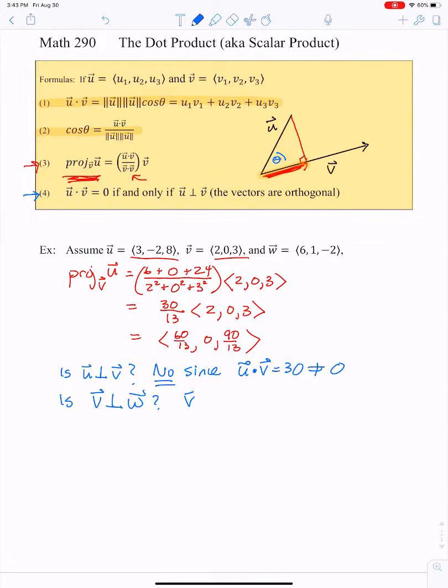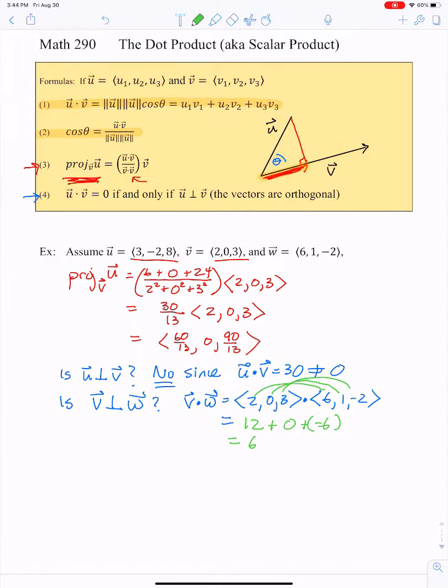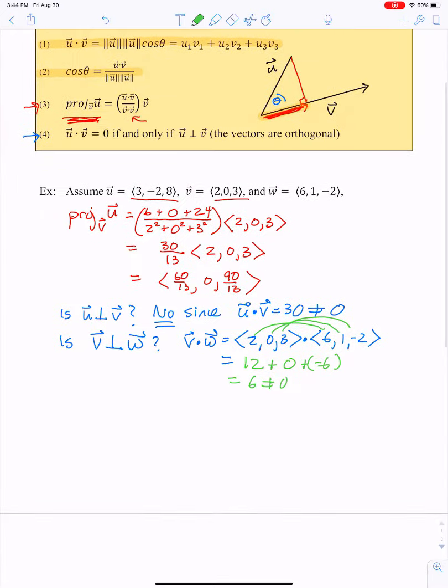So let's check. v dot w is the vectors 2, 0, 3, dotted with 6, 1, minus 2, which is equal to 2 times 6, which is 12, plus 0 times 1, which is 0, plus 3 times minus 2, which is a negative 6. And so that's equal to positive 6. So that, as you already know, is not equal to 0. And so you would say, nope, v is not perpendicular to w. Exclamation mark.